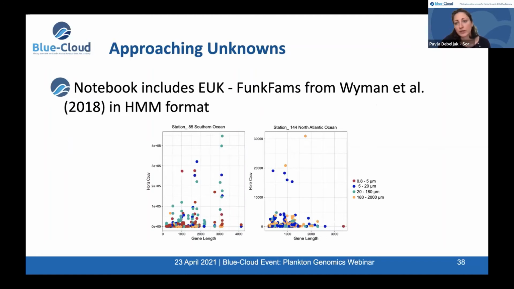So the notebook includes these eukaryotic functional families of interest from this paper in HMM format, so they can be downloaded, and HMM search, a bioinformatic tool, can be used to identify them with their individual FASTA sequence. So this is now not focused only on the Tara, but really just an analysis on one's own FASTA sequence format. Here, for instance, I've tried this with the Tara Ocean data as well, for 2 different stations, and this can then be compared in different size fractions for the gene length and the horizontal coverages.